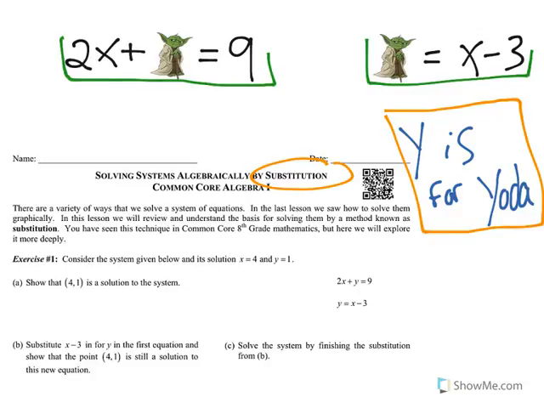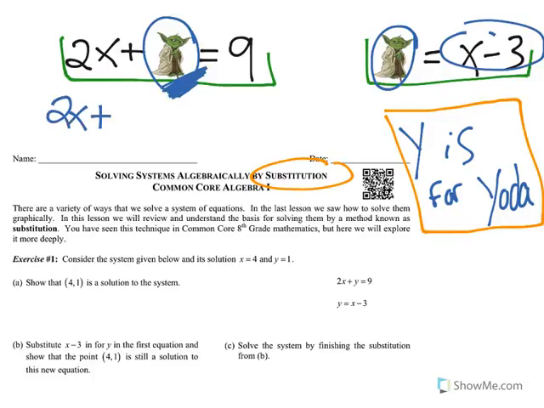Now, I like to use pictures and little silly stuff like Yoda to help me visualize this because this whole equation here on the left, 2x plus Yoda equals 9, would be really easy to solve if I knew what Yoda was equal to. Well, I do. I know that Yoda is equal to x minus 3. So guess what I'm going to do? I'm going to take this Yoda here on the right, this guy right here, and I'm going to replace him with the corresponding expression that I know Yoda to be equal to. 2x plus Yoda, well, Yoda equals x minus 3, equals 9.